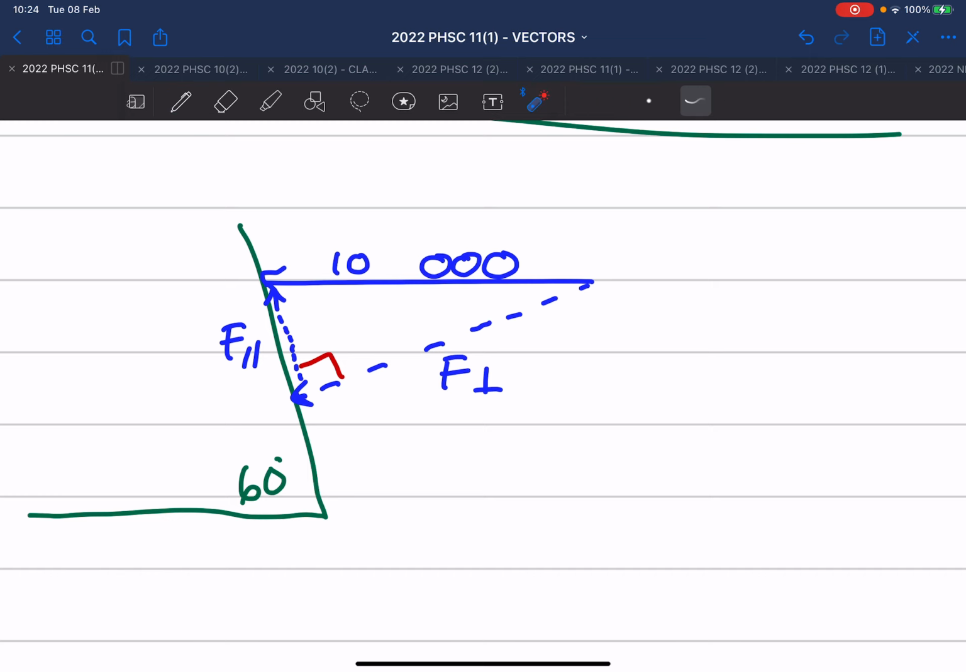So, inside this triangle, Tawana, you didn't answer. You got it wrong. Try again.